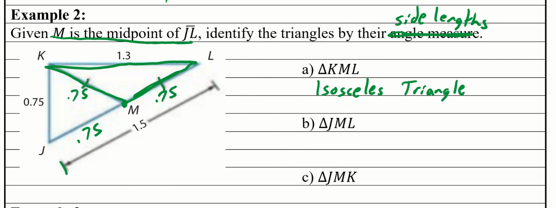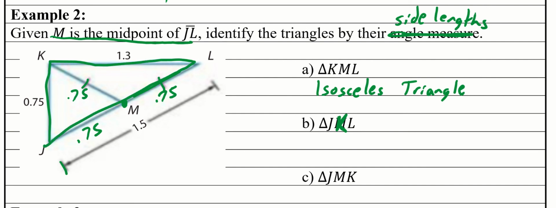Okay, next one here, I have triangle JML. And that doesn't make sense, so that must be a typo. So I'm going to change this here to, I think that's supposed to say JKL. Okay, JKL here. So let's look at the big triangle on the outside here.